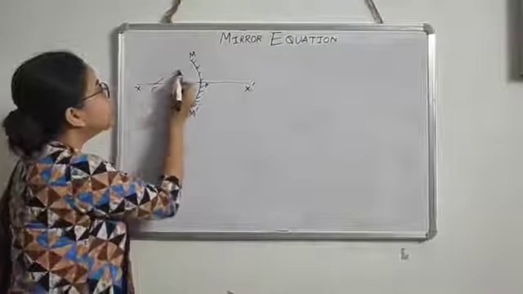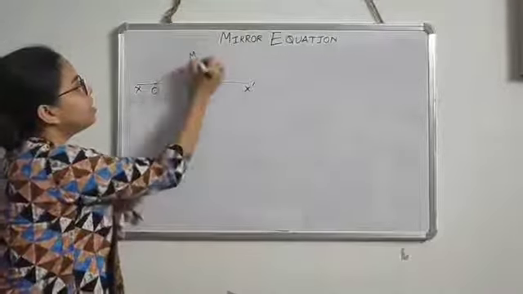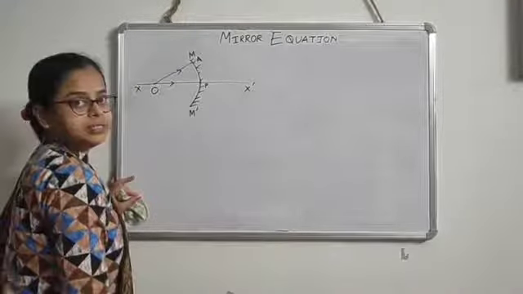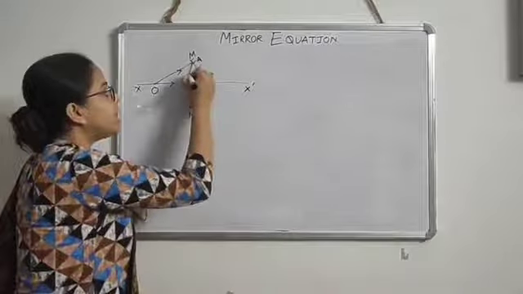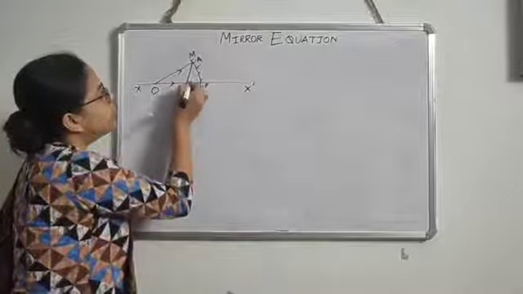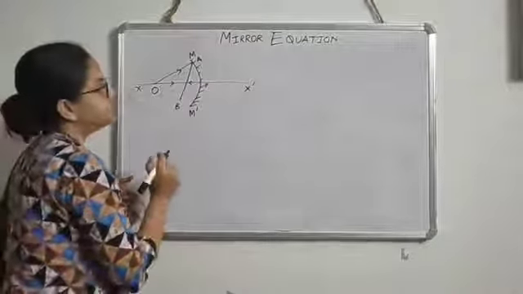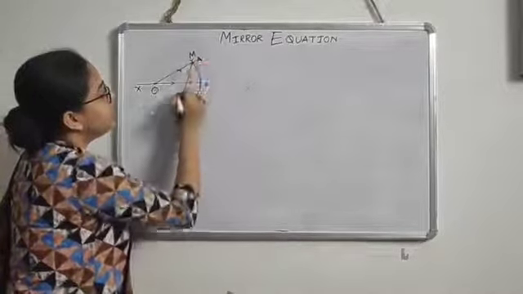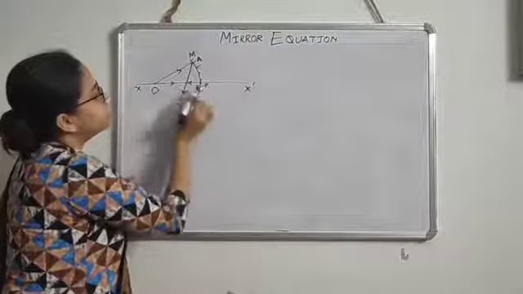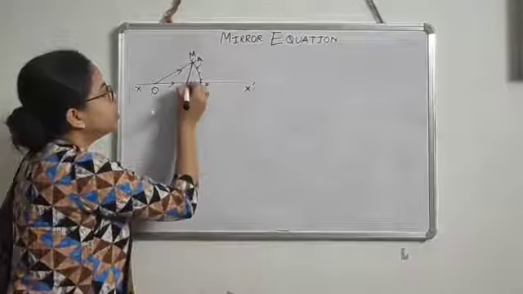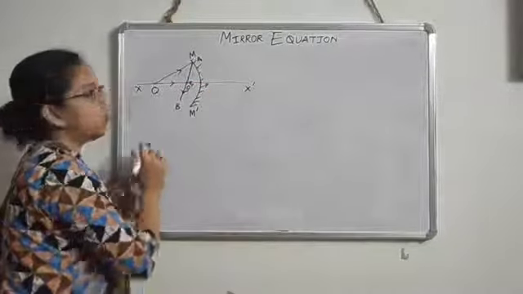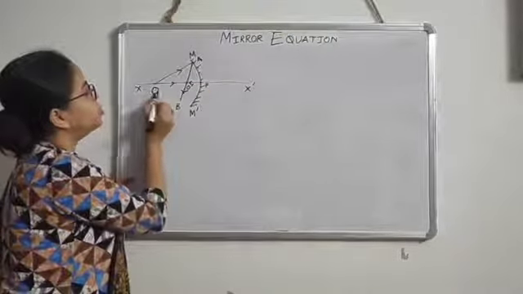And OA and OP are two incident rays. Okay. And AB and PO are two reflected rays. Now we can see that AB meets with the first reflected ray, that is PO, at the point O dashed. Now O dashed is the real image of the point object O.